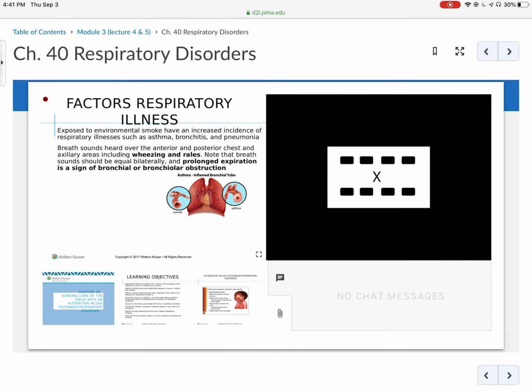So factors for respiratory illness: environmental smoke, that secondhand smoke, puts kids at increased risk for an infection. Also, if they have an underlying disease process like asthma, they can have bronchitis, pneumonia, things like that. We talked a little bit about breath sounds in a clinic in our skills day. Wheezing and rales we hear. Wheezing is one of the signs of asthma, and any kind of prolonged expiration could be some type of obstruction.